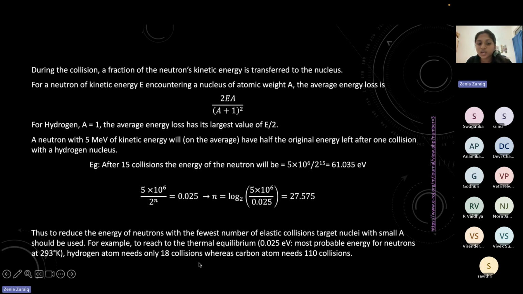You see that a hydrogen atom needs only 18 collisions, whereas carbon needs 110. You can do this exercise for even higher elements. Carbon already is there; you can try oxygen, magnesium, whatever it is. And you will see that because of this 1 by A dependence, we always need many more collisions. And because it's kind of a logarithmic thing, it is not as straightforward as carbon being 12, so it's not just 12 times; it is a little different.